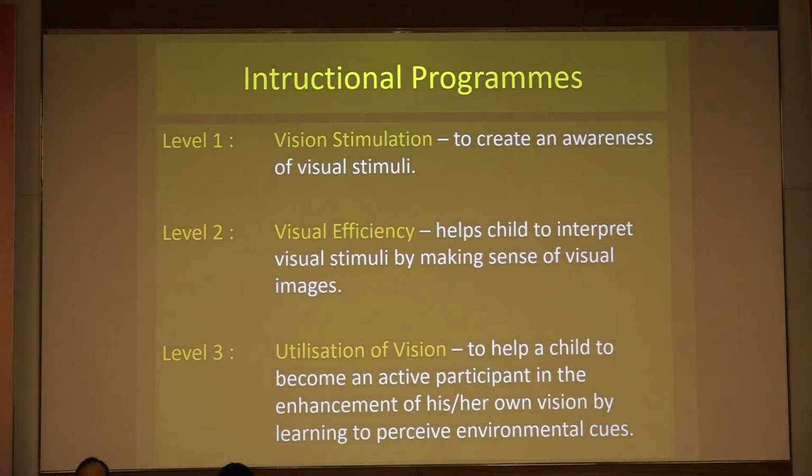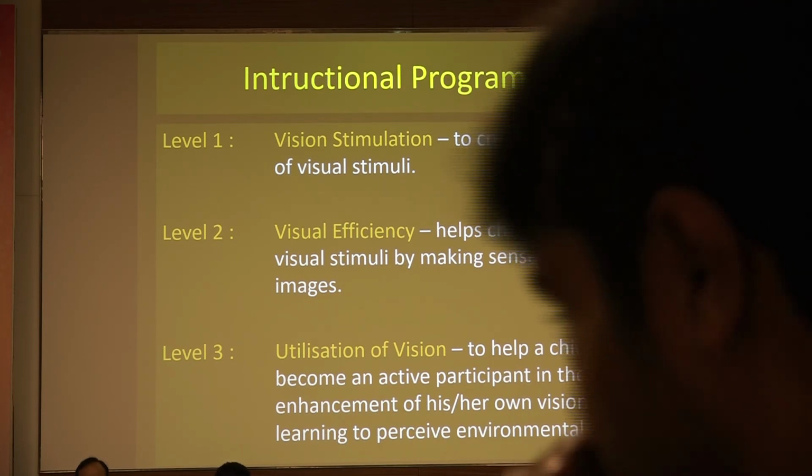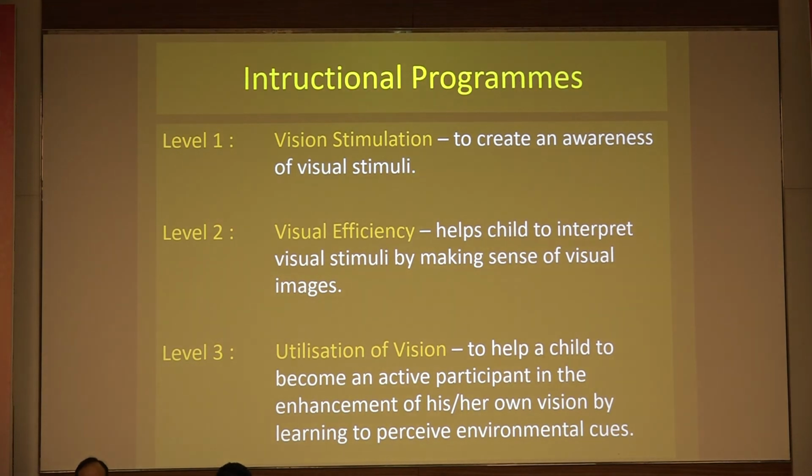And once the vision loss is identified, or residual vision in the form of perception of light, direction or source of light is identified, you put the child on 3 levels of instruction programs. Level 1 is to appreciate light and the direction of light, where it is coming from. Level 2 is improving his visual efficiency, and level 3 is making him learn how to navigate on the streets and in well-defined pathways. So that is how you help a child with profound visual loss to cope with the vicissitudes of life.